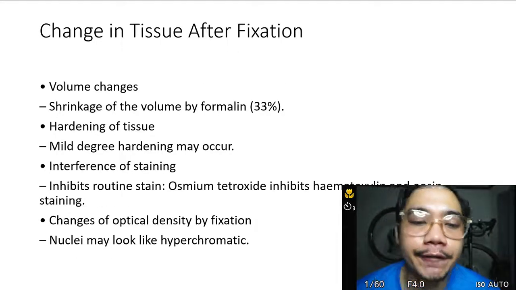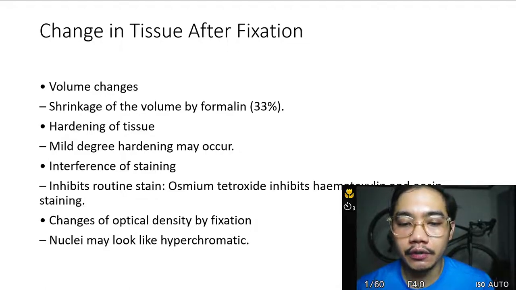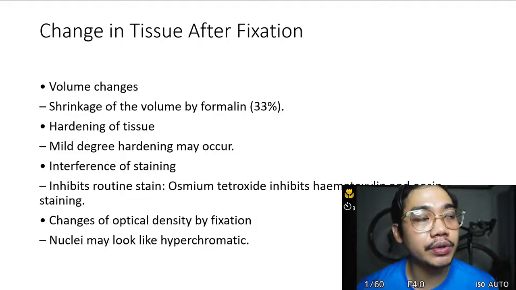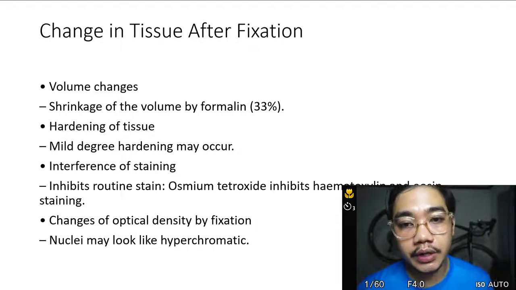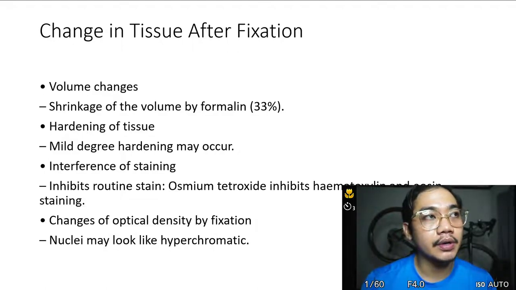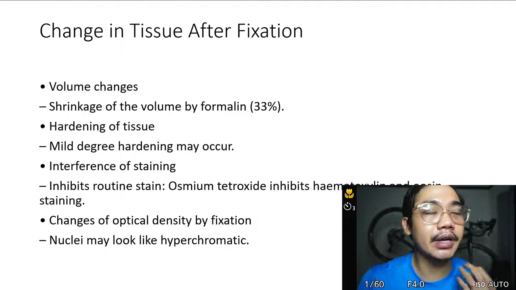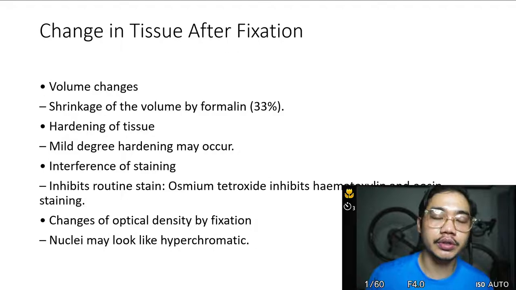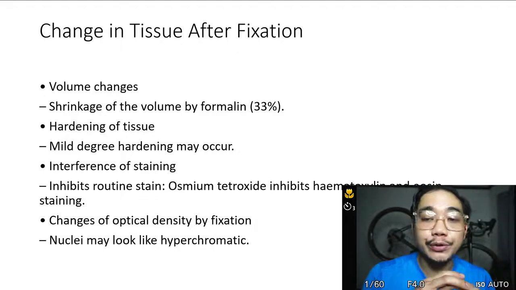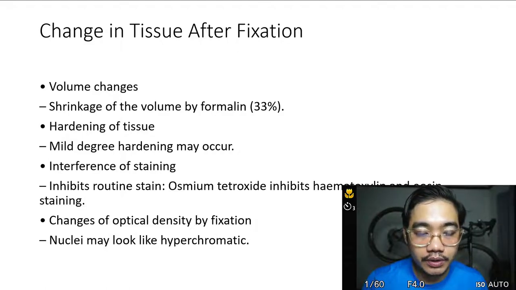So your changes in your tissue after fixation, most commonly volume changes. No? So there will be shrinkage of the volume by formalin. Always remember what happens if you have encountered osmolarity, what happens if you have a cell in a hyperosmolar solution, it will shrink, meaning there are a lot of dissolved substances within the solution in the cellular environment, so it will tend to shrink. And if you have a hypoosmolar environment around, it will tend to swell. And since our formalin is most of the time hyperosmolar, our cells tend to shrink.